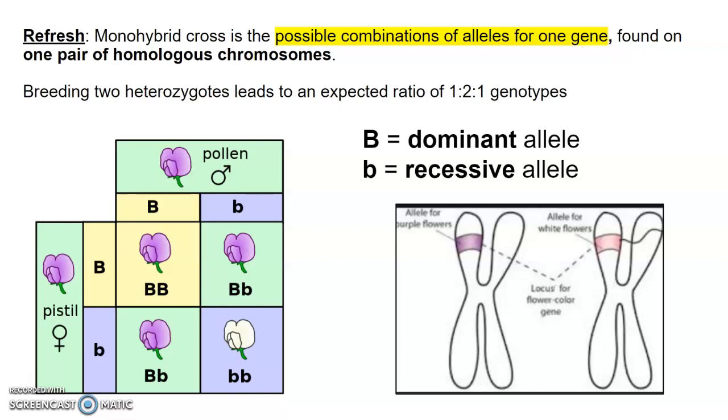Obviously, the phenotypic ratio depends on the interaction of those alleles, whether it's complete dominance, incomplete dominance, co-dominance, and so on. In this case, it looks like we've got a complete dominance pattern where the flower will only be white if it receives two of the recessive alleles. Okay, so that's a monohybrid Punnett square, and we always get a 1:2:1 genotypic ratio, an expected ratio in offspring. It doesn't always hold true.